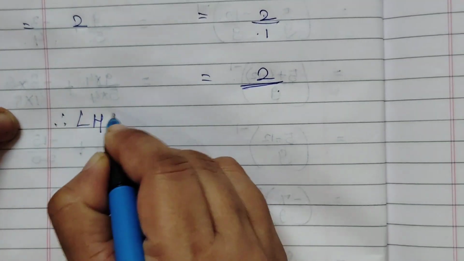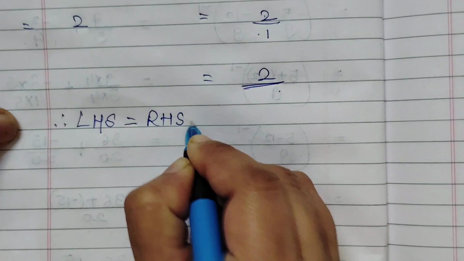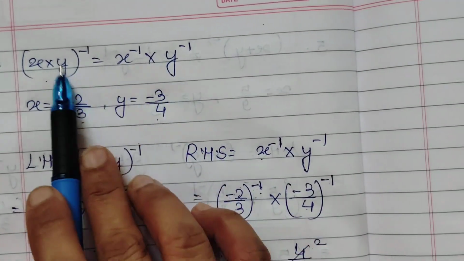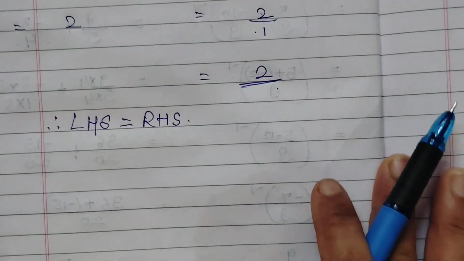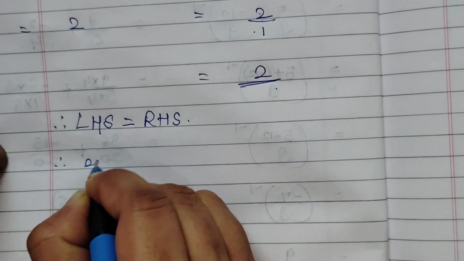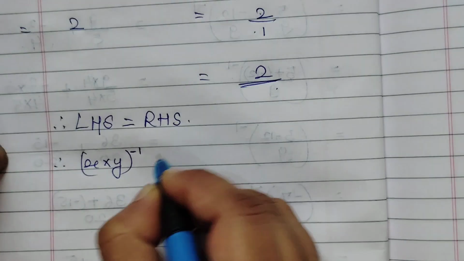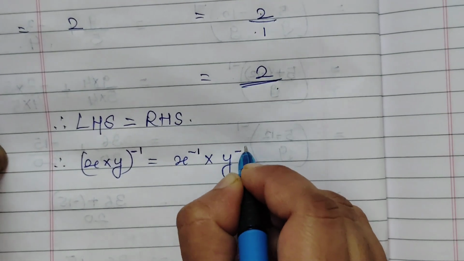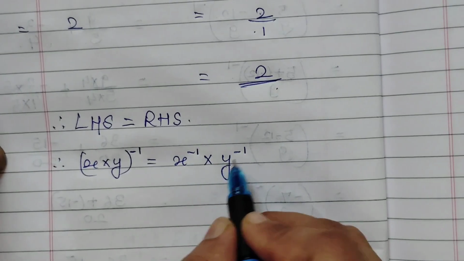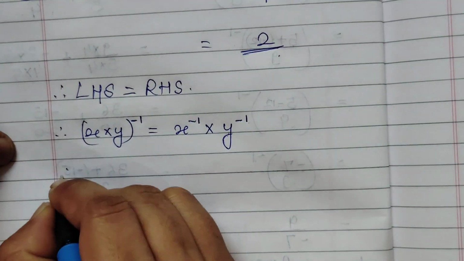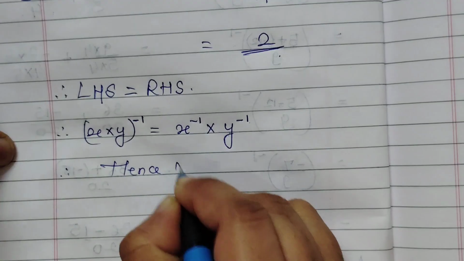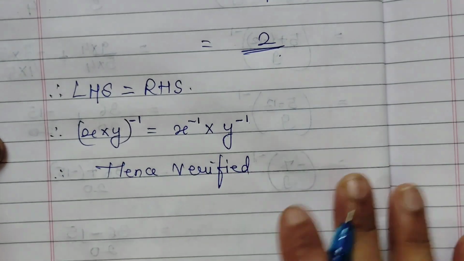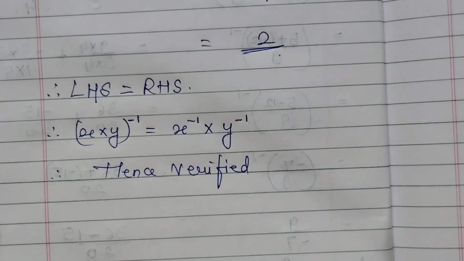So I will write therefore LHS is equal to RHS. What we have to verify is that both left hand side and right hand side are equal. So yes, they are equal. So I will write therefore x multiplied by y the whole raised to minus 1 is equal to x raised to minus 1 multiplied by y raised to minus 1. Hence verified. So we have completed question number 6.